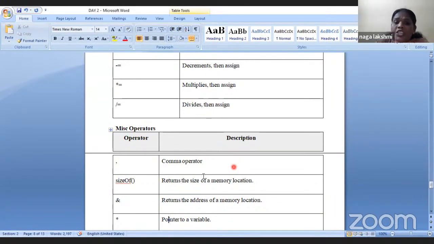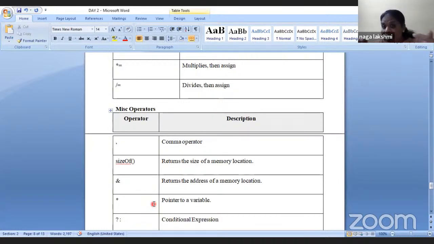Okay, sizeof means what? It returns how much size it has occupied in the memory. When I give sizeof a, it tells how many bits it has occupied, and that size is going to be written. And the & operator, whenever we are talking about a program like printf %d, scanf %d, there we are going to learn about this. It returns the address of a memory location.